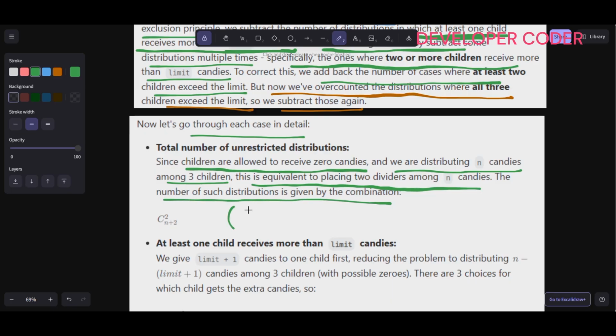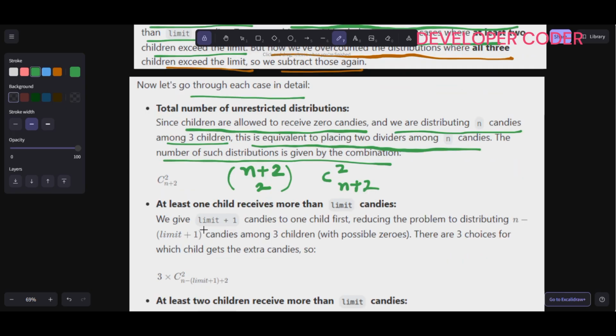So the formula is simple: n, the number of candies, plus the number of stars and bars, which is 2 only in our case. So this is the formula, right? You can also write it like this, C2 n plus 2. Then from this we have to subtract this.